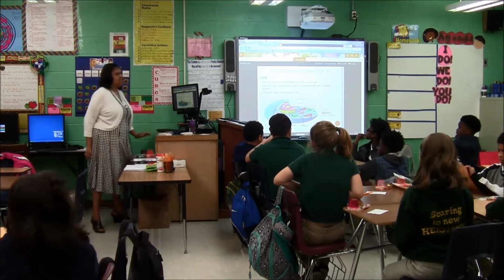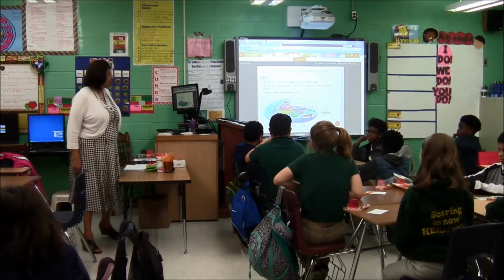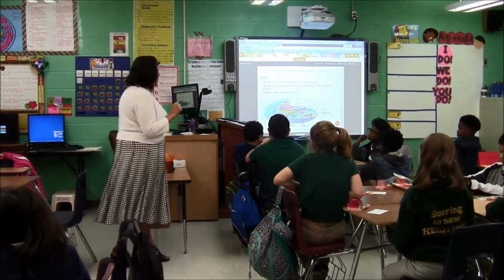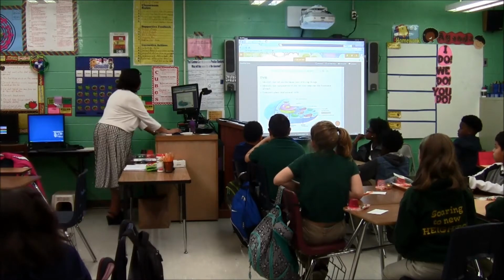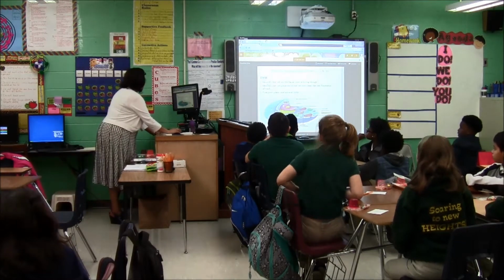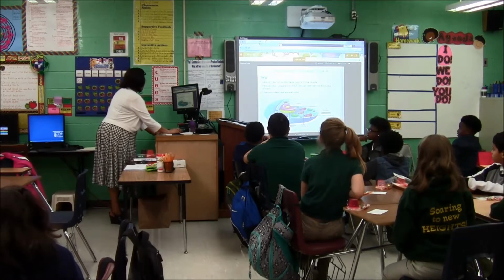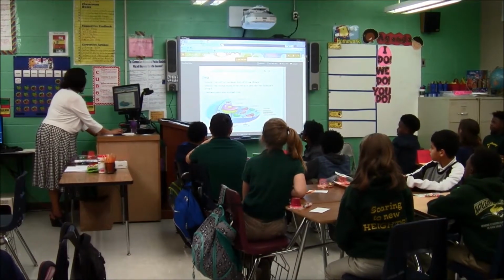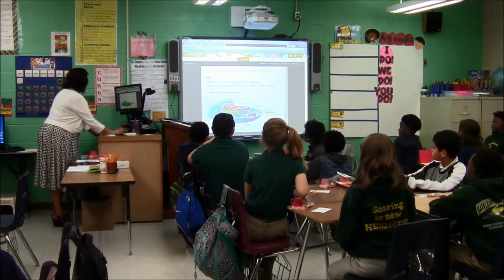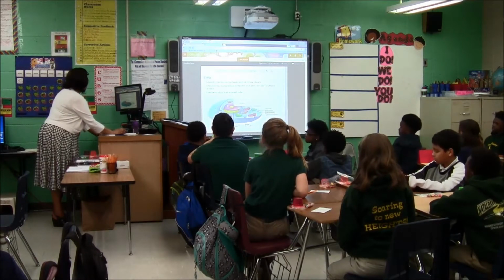The GLE standards that we're going to do today are what I point to. 1, 2, 3. Identify cells as the basic unit of living things. Identify the number of the cells and describe the functions of each. Compare plant and animal cells.